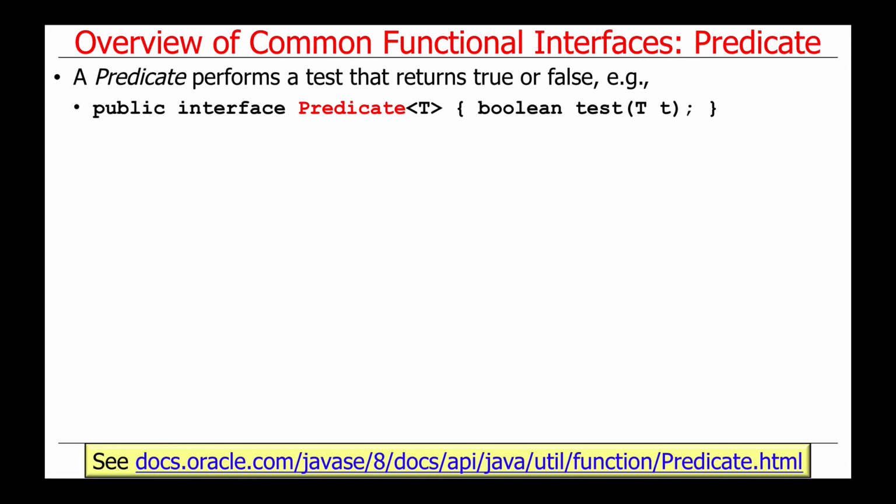A predicate is an interface that performs a test that returns either true or false. As you can see here, Predicate is an interface parameterized by type T, and it defines a single method, test, that takes a parameter of type T and returns boolean.